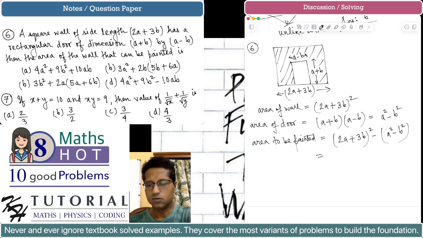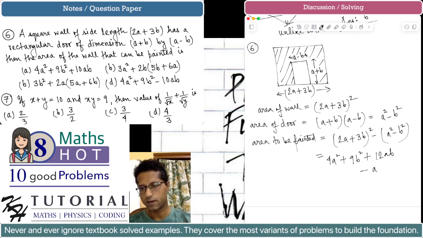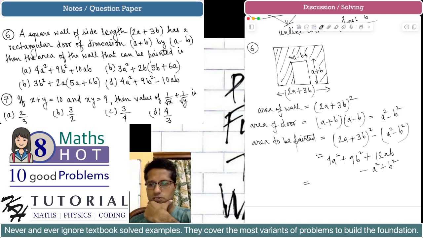If you expand (2a plus 3b) whole square, this is 4a square plus 9b square plus 12ab, and if I open the second bracket, I get minus a square plus b square. Now if you simplify this expression, that is adding the like terms, we get 3a square plus 10b square plus 12ab. This must be the area.